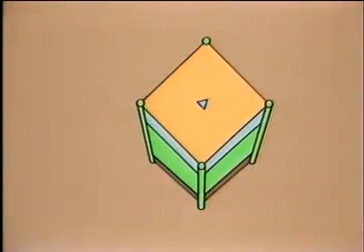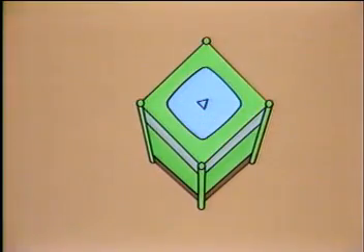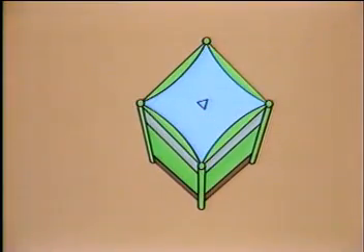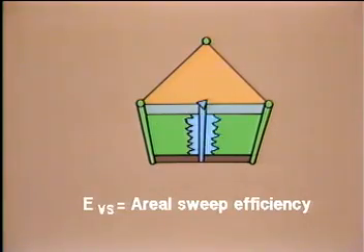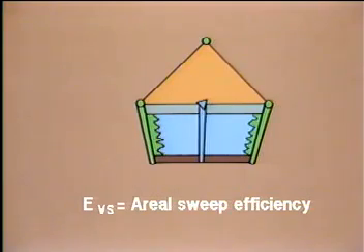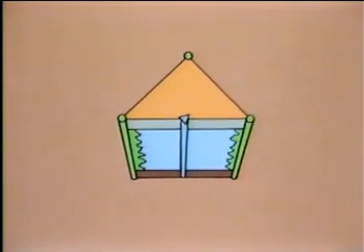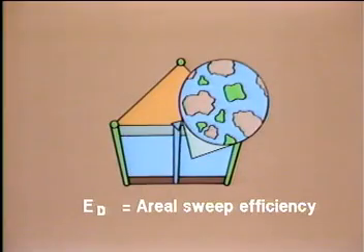the fractional area of the reservoir that is contacted by the displacing fluid; the vertical sweep efficiency, E sub VS, the fraction of the reservoir's vertical cross-section that is contacted by the displacing fluid; and the displacement efficiency, E sub D, the fractional amount of oil contacted that is actually displaced to a production well.